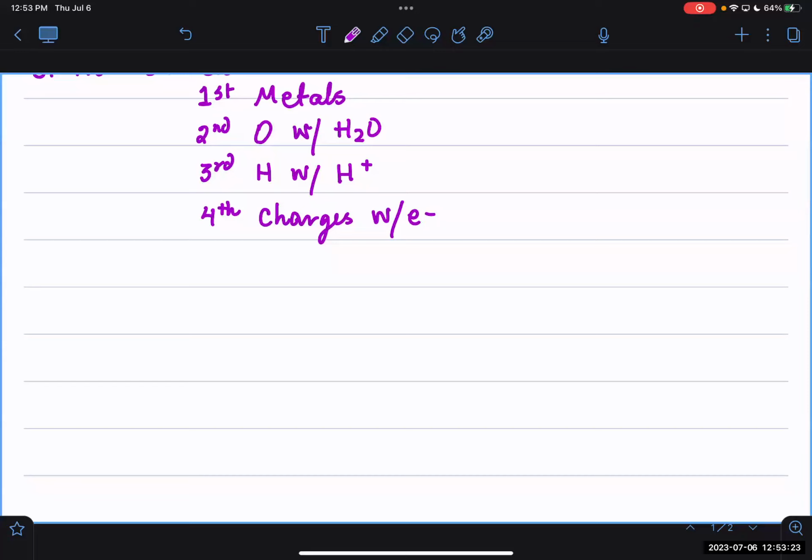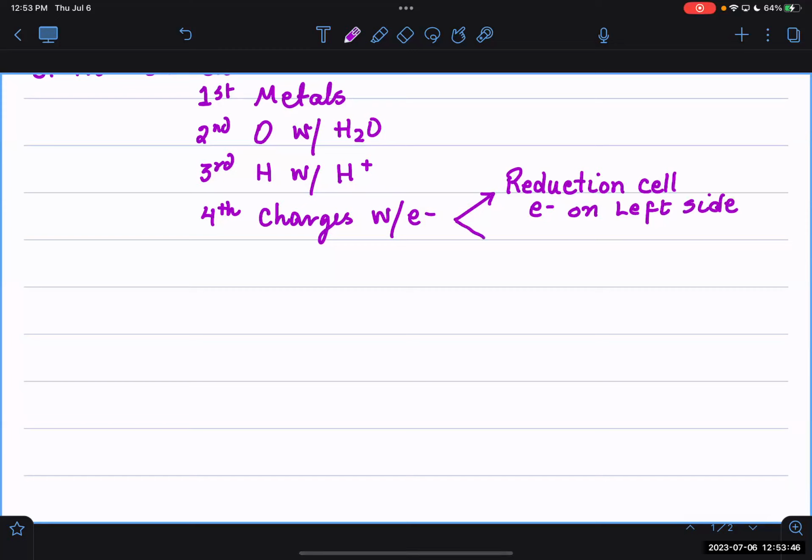So keep this in mind: whenever there is a reduction, you place the electrons. Here's a little cheat sheet. On the reduction cell, you place electrons on the left side. On the oxidation cell, you place the electrons on the right-hand side.